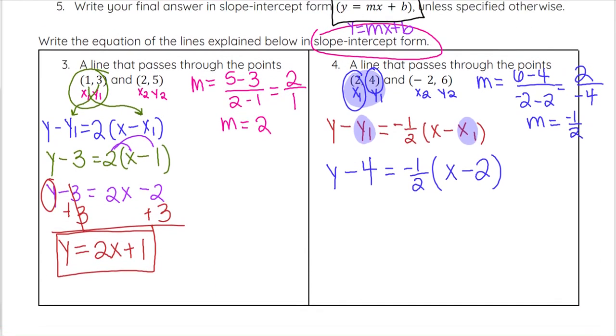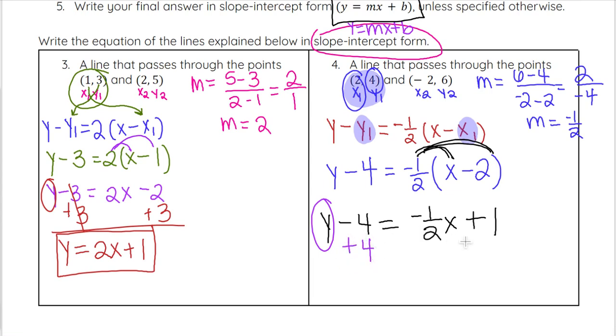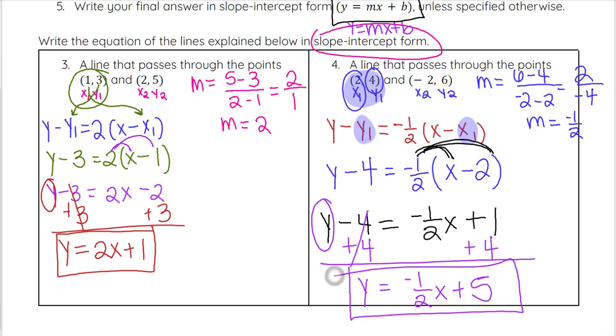So to get it in slope-intercept form, remember we distribute that slope. So we have y minus 4 equals negative 1/2 x, and then negative 1/2 times negative 2 is going to give us positive 1, so plus 1. Now, it is not quite in slope-intercept form yet because our y is not isolated. So we need to add 4 to both sides, and we get y equals negative 1/2 x plus 5. And that is our final answer.